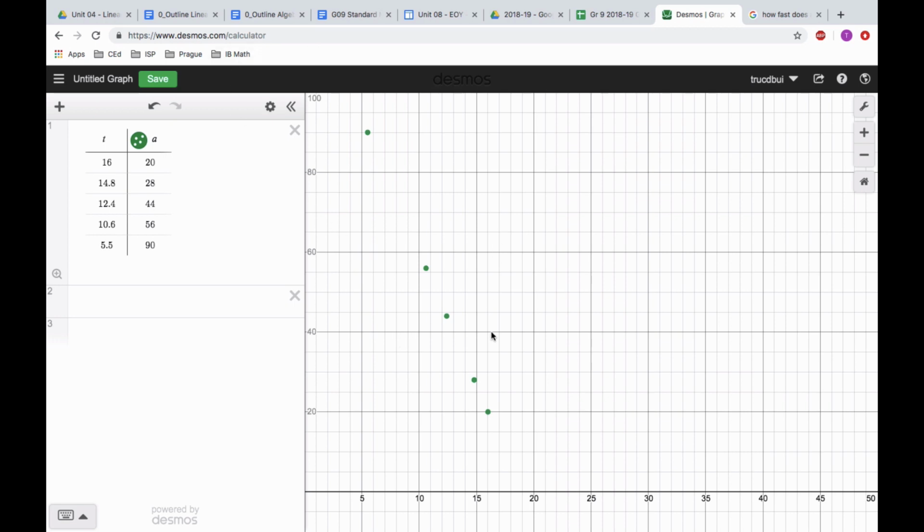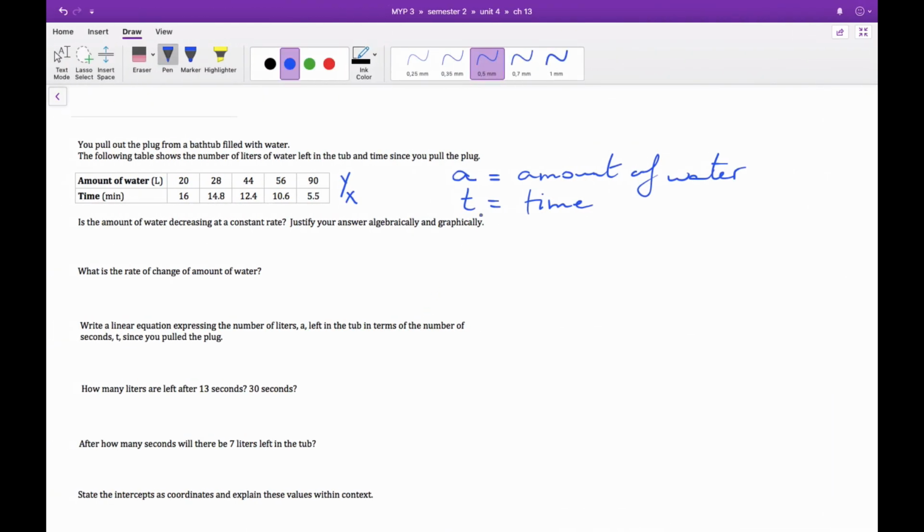Should we go back to the other graph? Yes. So graphically, we can see this because all the data points lie on a line.